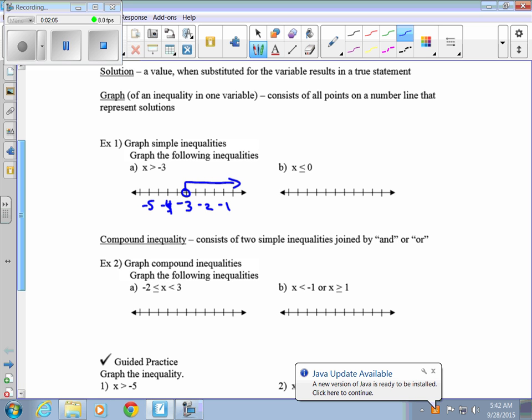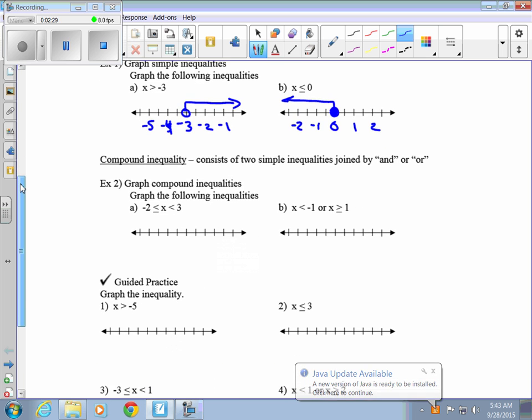In example B, this one is equal to, so if we put 0, 1, 2, negative 1, negative 2, and it's going to be less than, which goes to the left, and I fill this one in because now 0 is one of the solutions, because 0 is less than or equal to 0. Now, a compound inequality consists of 2 simple inequalities joined by either and or or. And means that both of them have to occur at the same time, and or means either one or the other. They both can occur, but at least one of them.